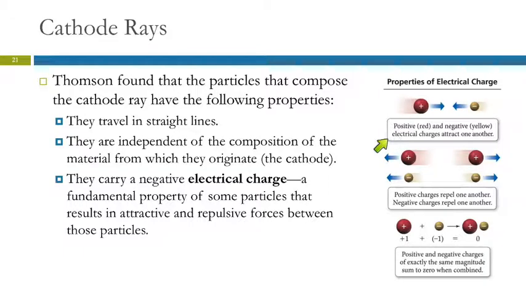Electrical charges behave similarly. Opposite electrical charges are attracted to each other. Like charges, two positively charged particles, are going to push each other away. They will repel each other. When you have equal positive and equal negative charge and you put them together, then overall that combination has zero charge. So these cathode rays were composed of particles with negative charges.